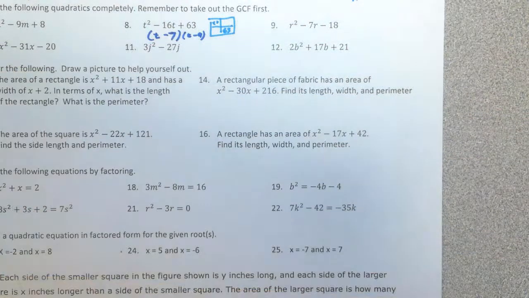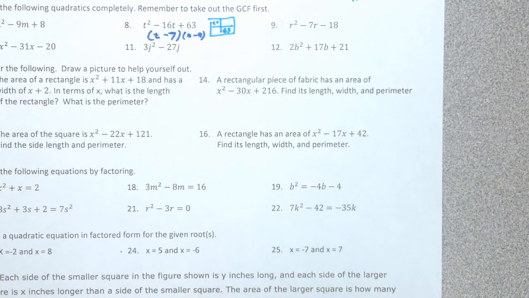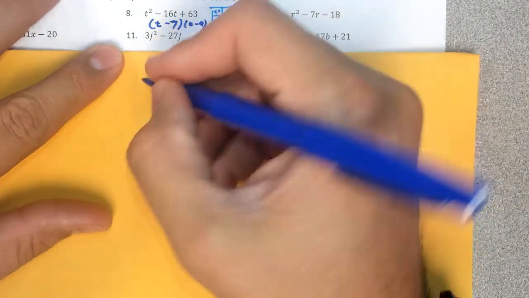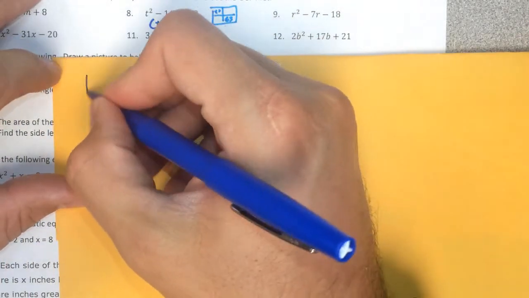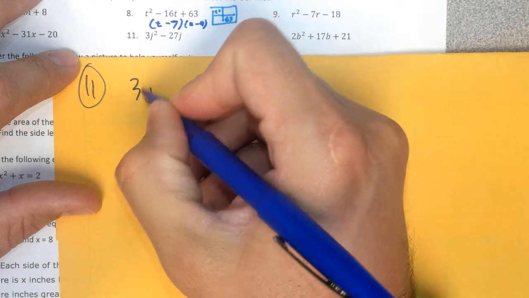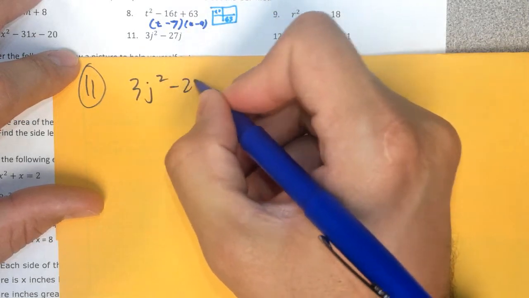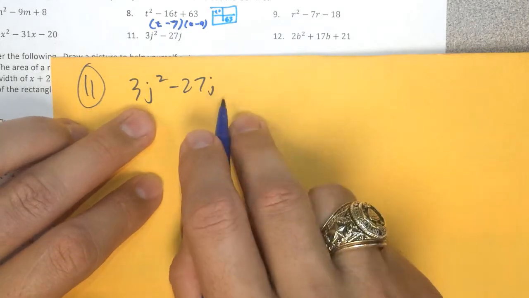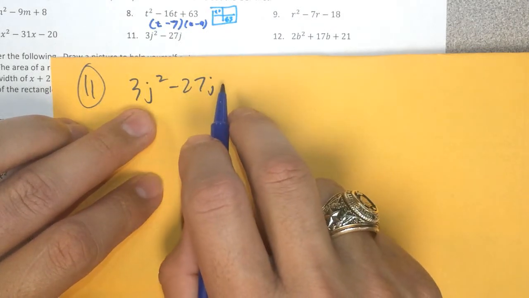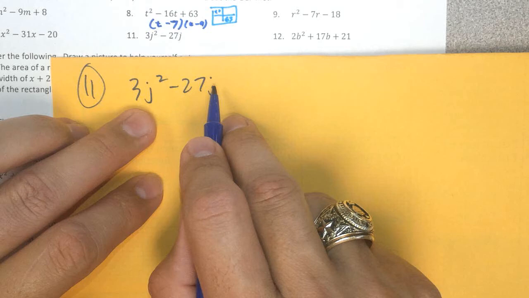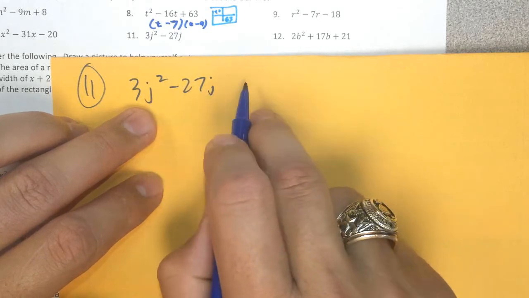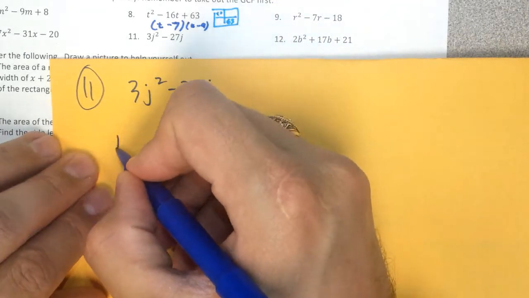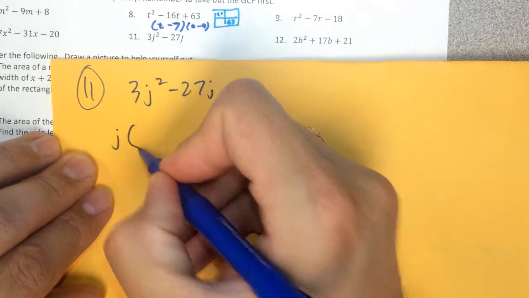Alright, let's look at another one. Let me pick something a little bit easier. Let's look at number 11. 3j squared minus 27j. There's no third term here. This makes it a little bit easier for us because they both have a j. Since there's no third term and they both have a j, I can factor that j out. I know they both have a j in common, so I'm going to pull that out.